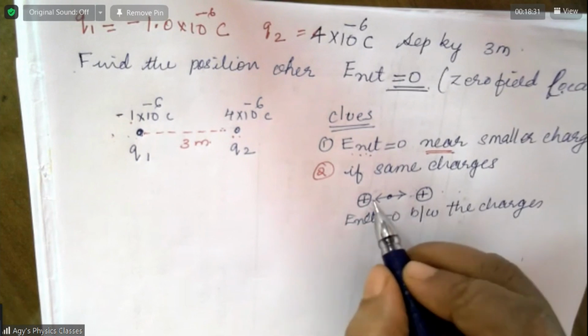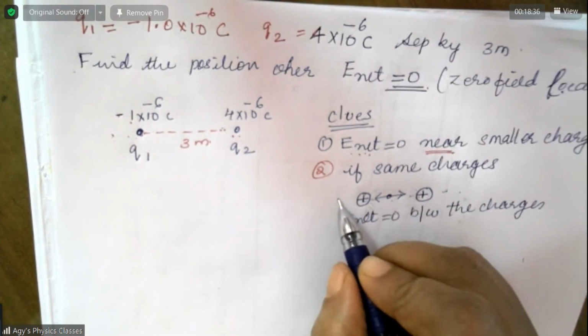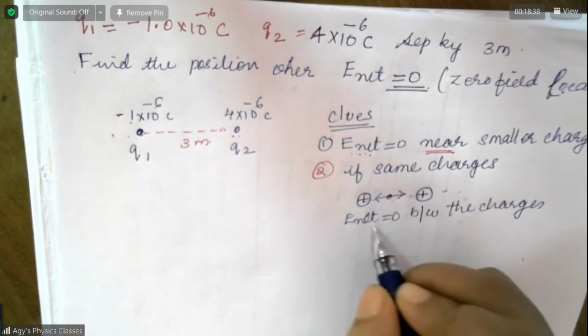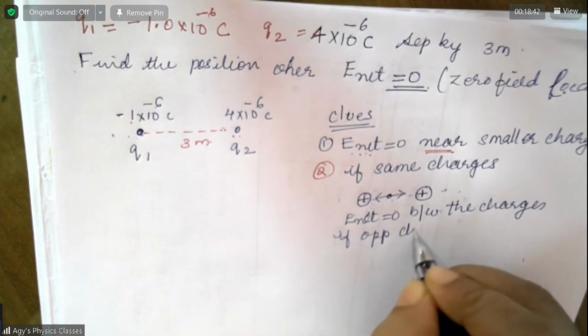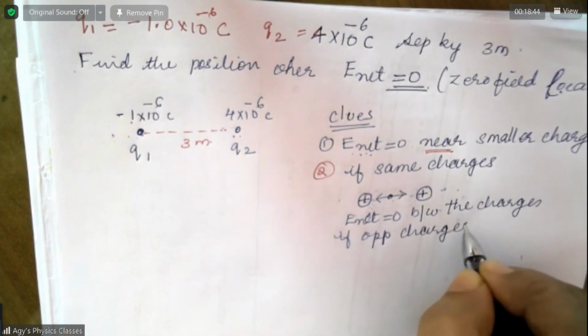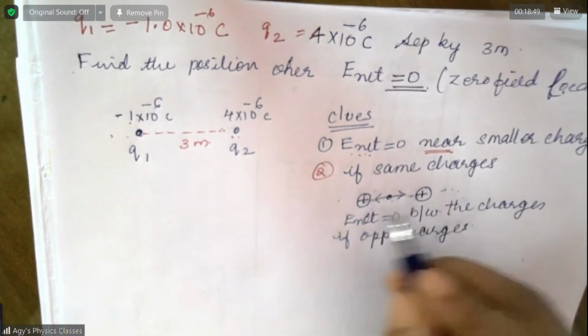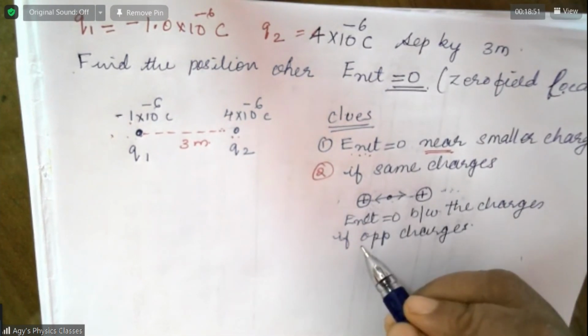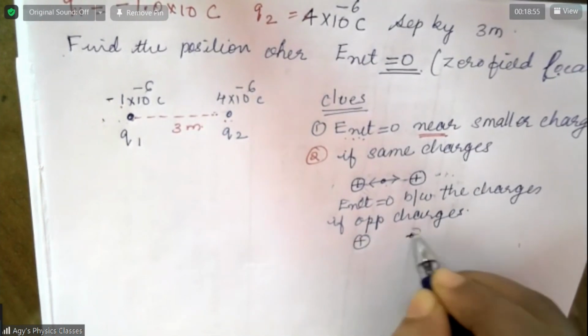Okay, so that means you need to look only in between. You don't have to try for this region or this region. Fine. If opposite charges, where should you look? Opposite charges. Is it in between or outside? Outside. Because if this is positive, this is a negative.